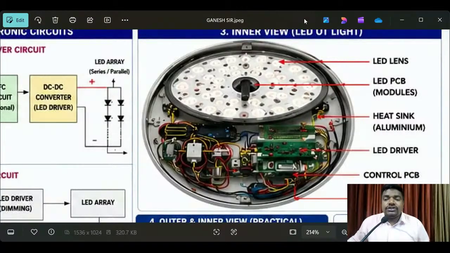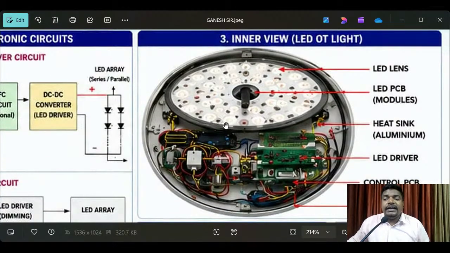Come on, I will show you right now. See here, internal view of the LED OT light. I'm showing it here in the presentation, for sample purposes, for your understanding, because every engineer should know what parts are inside the OT light. Then only will you be a skilled engineer. I'm giving all the troubleshooting and every point, so whenever you get a complaint, you know what things need to be checked, and what to check one by one.